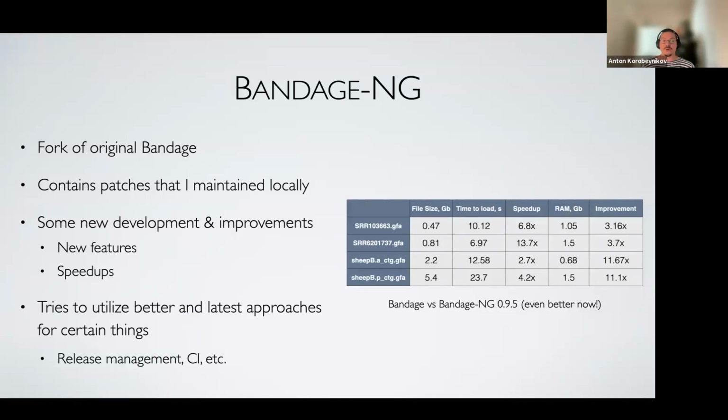So essentially, BandageNG is a fork of original Bandage. It contains patches that I maintained locally, plus some new development and improvements that I contributed over the years, or a couple of times I had students or interns, so they also contributed a little bit. It's mostly around new features and speed-ups. I really don't want to change the overall workflow or how things are working, because we have to build on legacy, and I think UI and UX wise Bandage is pretty solid. So don't break something that simply works.